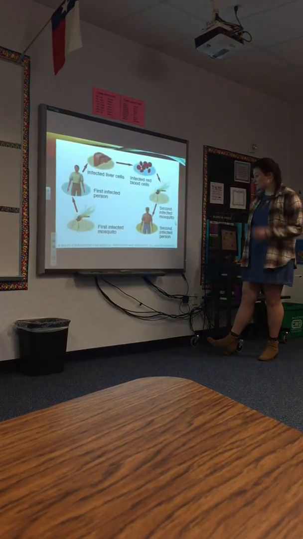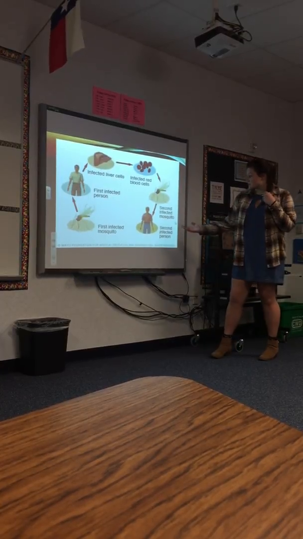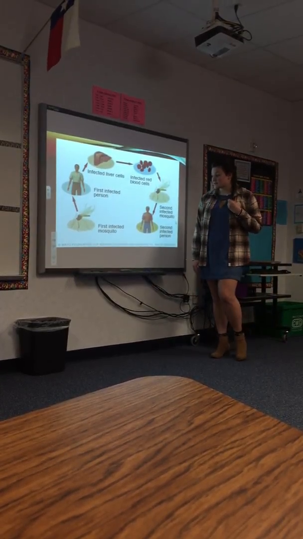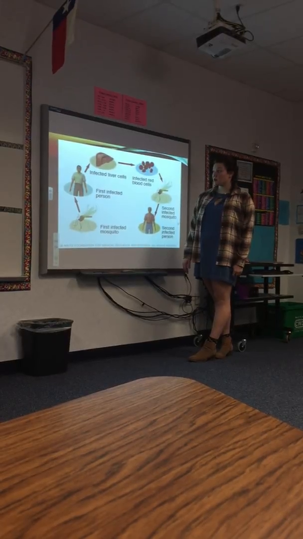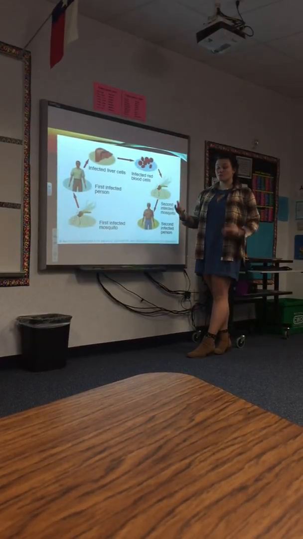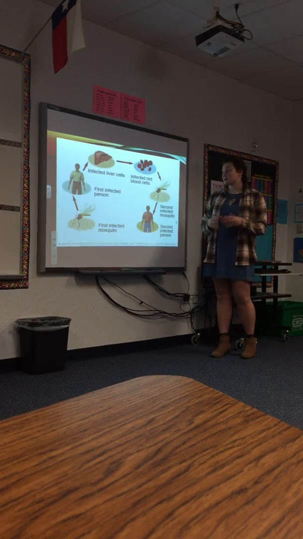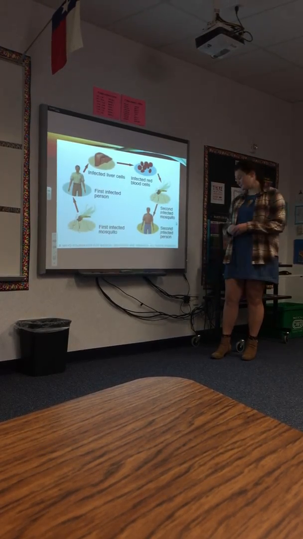And here is a diagram of how this person becomes infected. They're bitten by an infected mosquito. It goes to the liver cells, bursts, travels to the red blood cells, bursts, and now it's in the whole body.